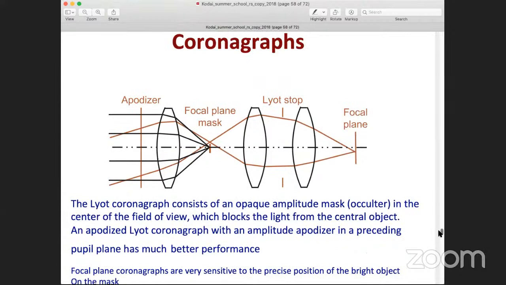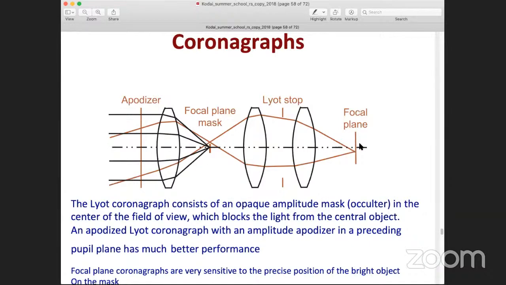Coronagraphs, I think in the previous lectures you would have heard about exoplanets, are one of the instruments used to detect exoplanets. Basically, we want to find the faint companion planet in the presence of the bright glare of the star. So what we do is, at the primary focus, we block the light from the primary star. Whatever is in orange color comes from a slightly different angular direction. It's a companion planet.